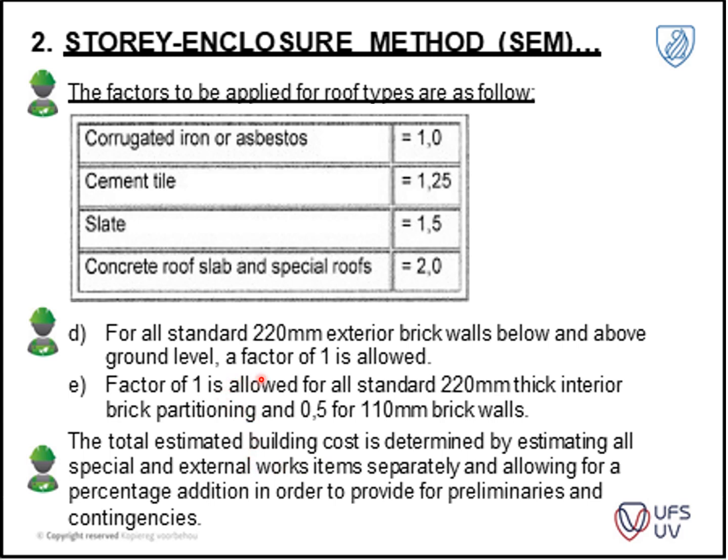For all standard 220 millimeter exterior brick walls, allow below and above ground level, a factor of 1 is allowed. A factor of 1 is allowed for all standard 220 millimeter thick interior brick partitioning, and 0.5 for 110 millimeter walls. So the total building cost is determined by estimating all of the special and external items separately and allowing a percentage allowance to provide for the preliminaries and the contingencies. So it's the extra over cost basically.